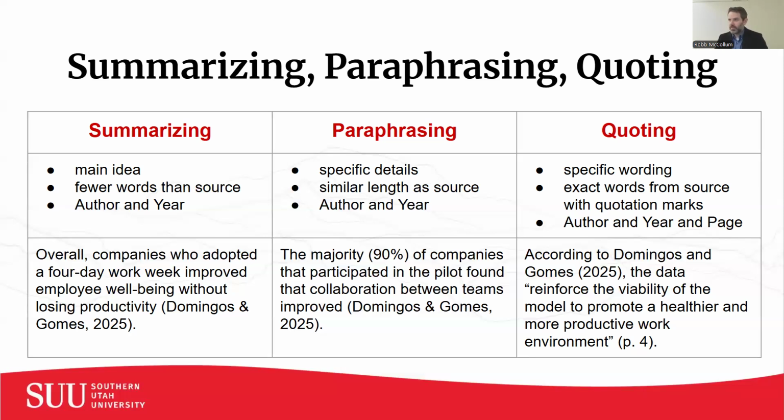So in this case, I'm using a narrative citation. According to Domingos and Gomez, the data, and then here starts the quote, "reinforce the viability of the model to promote a healthier and more productive work environment," ending the quote and then providing the page number. Now, if I were using instead a parenthetical citation, I could just start the sentence with the data and then my quotation, "reinforce the viability," and then end with "environment," close quotes, and then in the parentheses, I'd have all that information: Domingos and Gomez, comma, 2025, comma, page 4, end parentheses, and then the period.